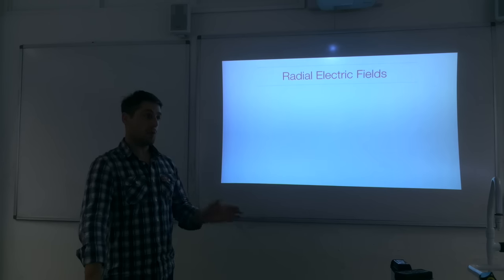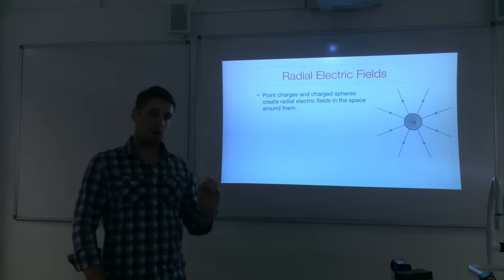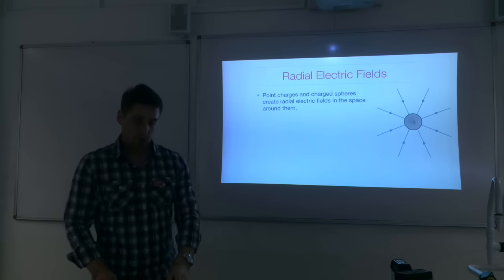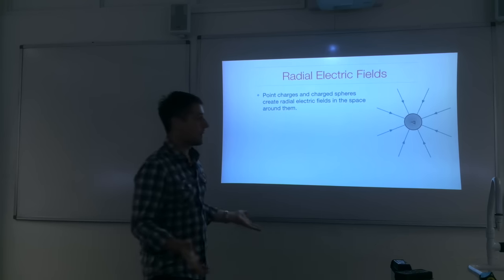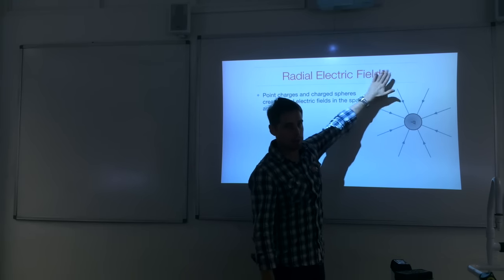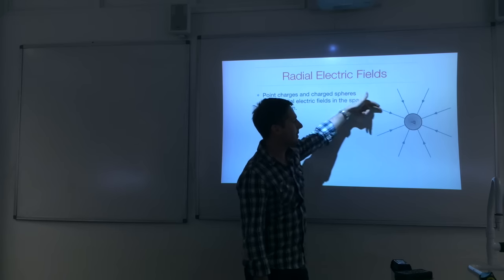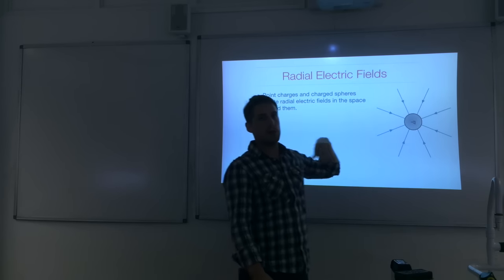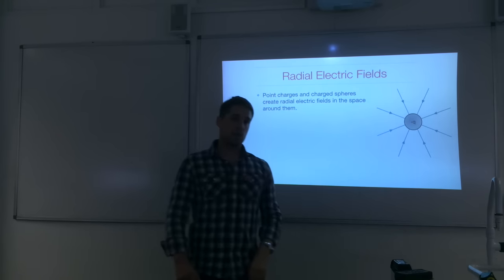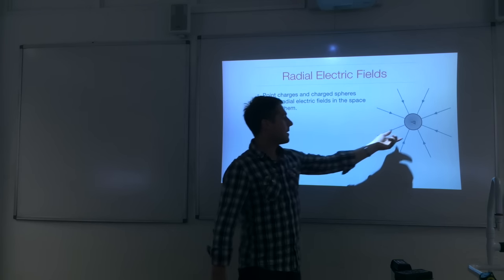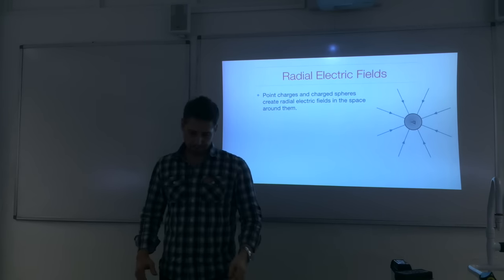Onto radial electric fields, and when you have point charges, so very, very tiny charges that are spherical, or charged spheres, then they create radial electric fields in the space around them, represented this way. We're just looking at a plane here, so here's my charged sphere, and these field lines are all going towards the sphere because it's negatively charged, and they're all meeting that surface at 90 degrees, and due to that fact they diverge as we move away from the sphere, or converge as we go towards it.